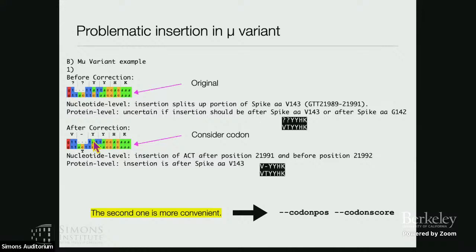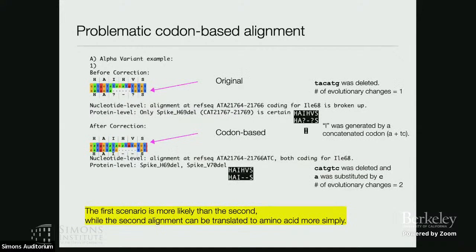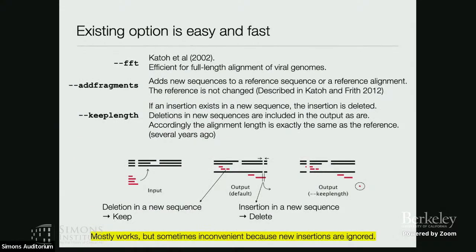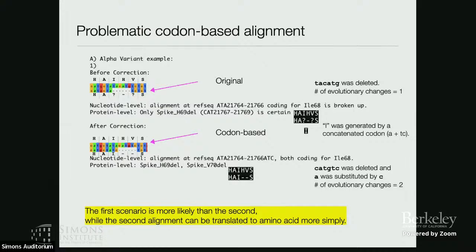To return this type of nucleotide alignment, considering amino acid translations, I newly implemented the options codon pos and codon score. However, codon-based alignment does not always return correct alignment in terms of evolution. These two alignments are between the Wuhan strain and the alpha variant. The first alignment is quite simple. Six bases, T, A, C, A, T, G, were just deleted.